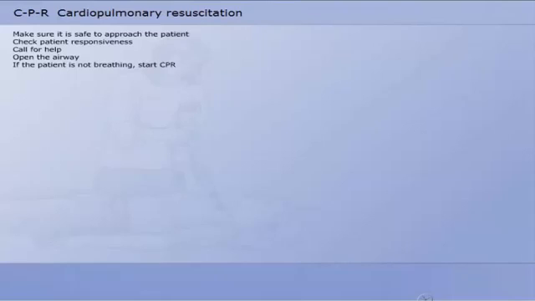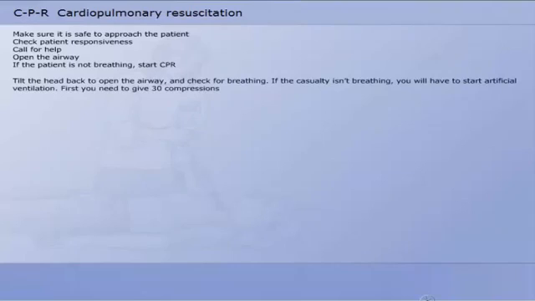If the casualty isn't breathing, you will have to start artificial ventilation. First, you need to give 30 compressions. Breathe for the casualty. Look into the mouth and remove any obvious obstruction. If the casualty is not breathing, then start compressions.